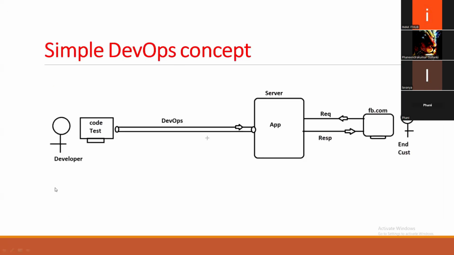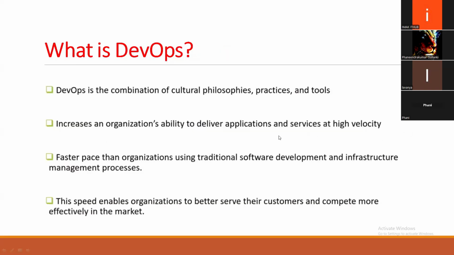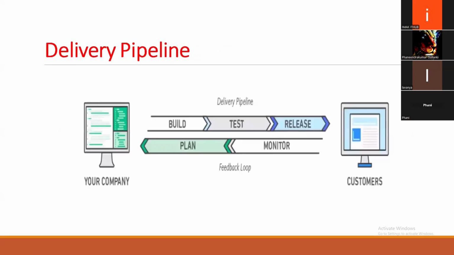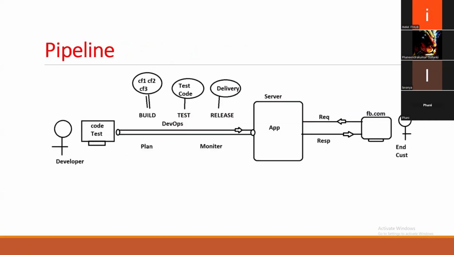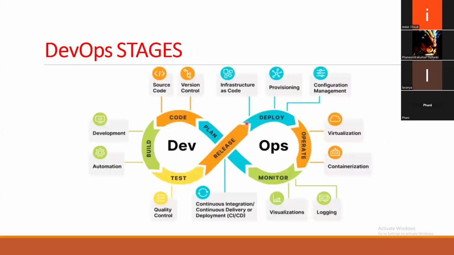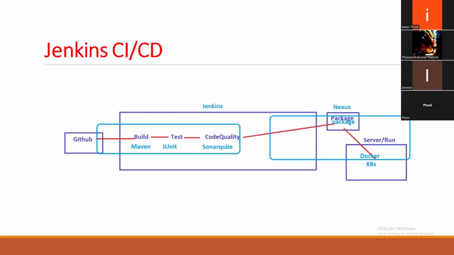Whatever code the developer developed, DevOps takes it and deploys it to the app server. For this purpose, we need to use pipelines: plan, build, test, release, monitor. Here, plan and build code are in the CI part.